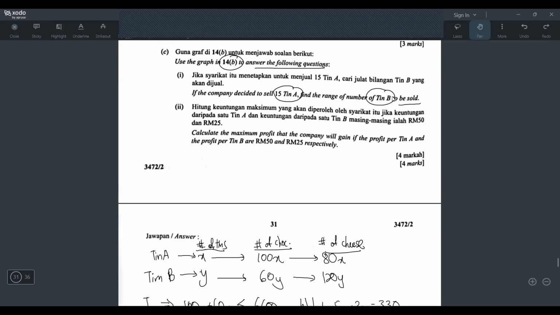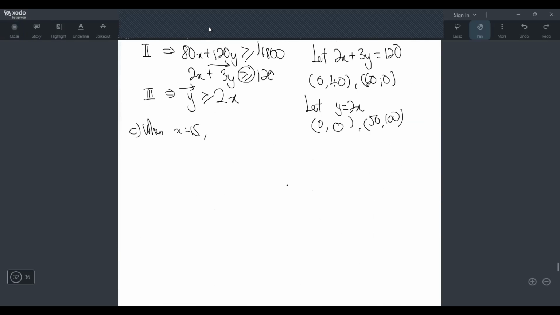So x is the number of tin A. And then they want you to find the range of tin B, means they want to find the range of y. But how to find the range of y? You find the y minimum first. After you find the y minimum, find the y maximum. And I remember a few students telling me you have to take the y maximum minus the y minimum. Okay, wrong, wrong. You cannot subtract.